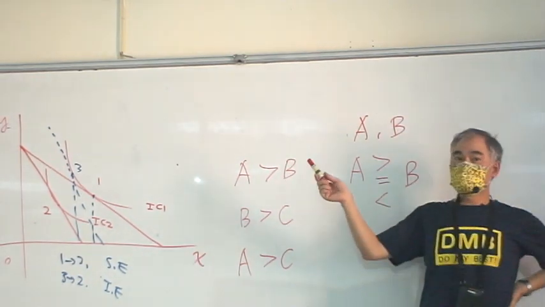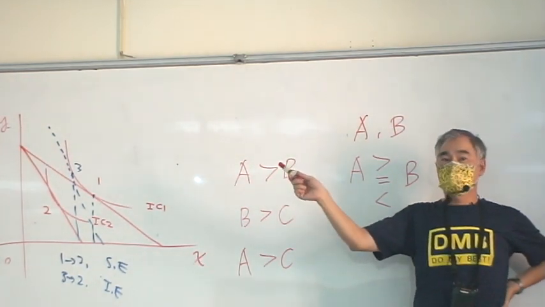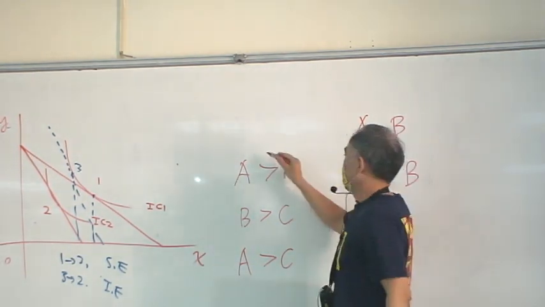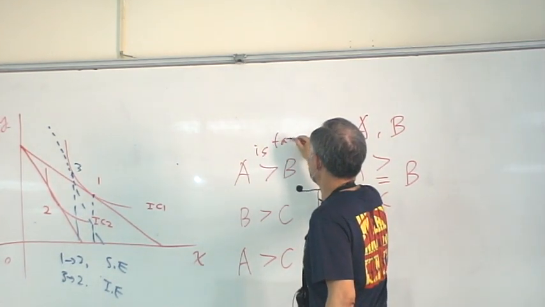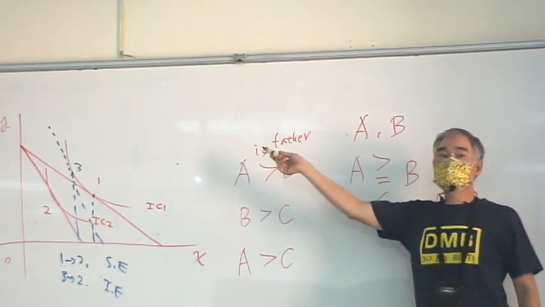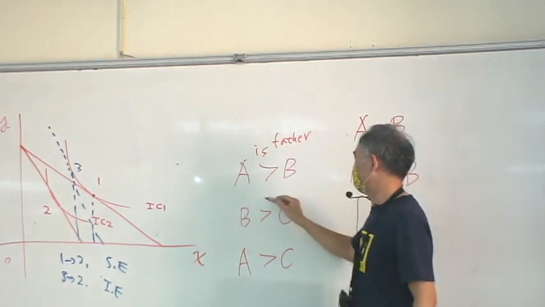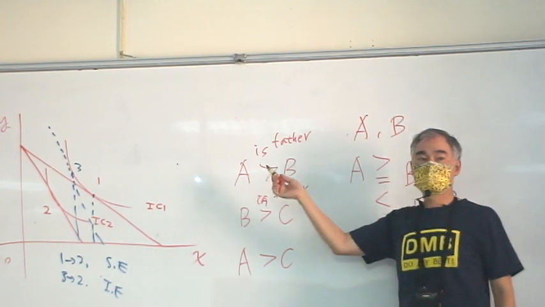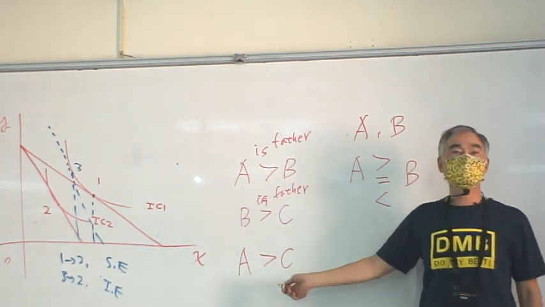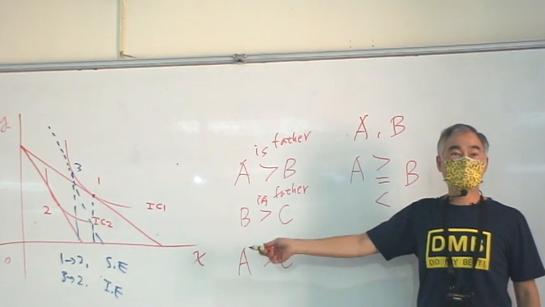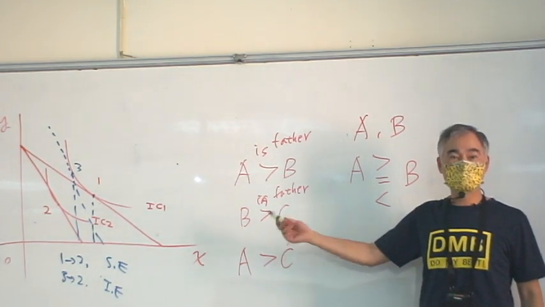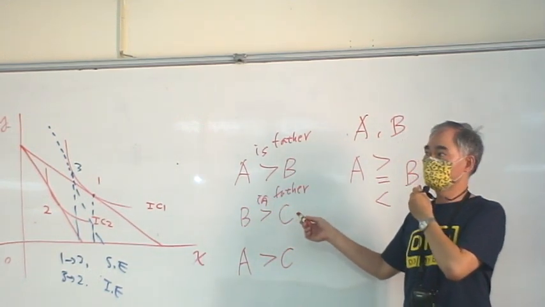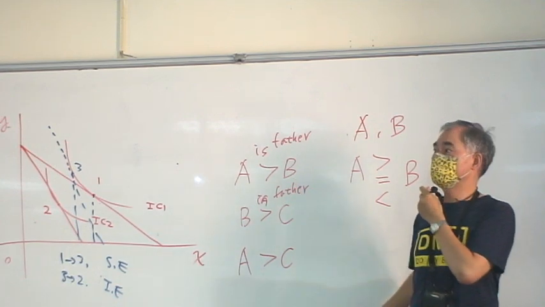But remember that this kind of relationship does not necessarily hold for all relationships. For example, A is the father of B, and B is the father of C. But what is the relationship between A and C? It's not father again, right? It's grandfather. So this kind of relationship does not necessarily hold for all relationships. But for satisfaction level, it does.